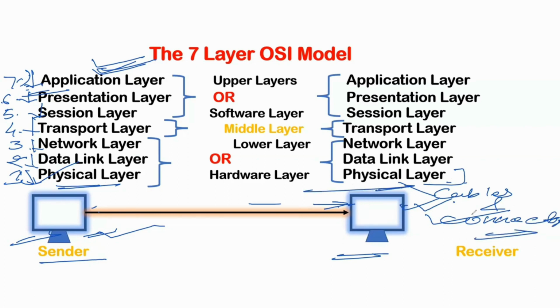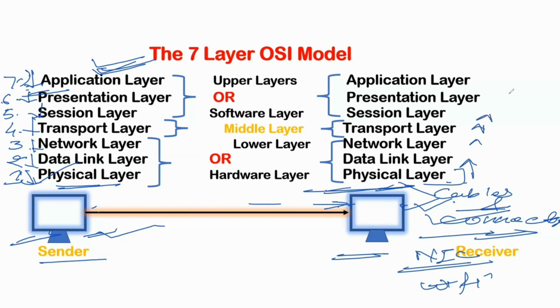It receives the data by the cable, by the connector, or by the NIC. It can also be a wireless NIC, meaning a Wi-Fi NIC. It receives the data on the physical layer, then it is sent to the data link layer, then the network layer, then the transport layer, then the session layer, then the presentation layer, then the application layer. We will also talk about the responsibilities of these layers.